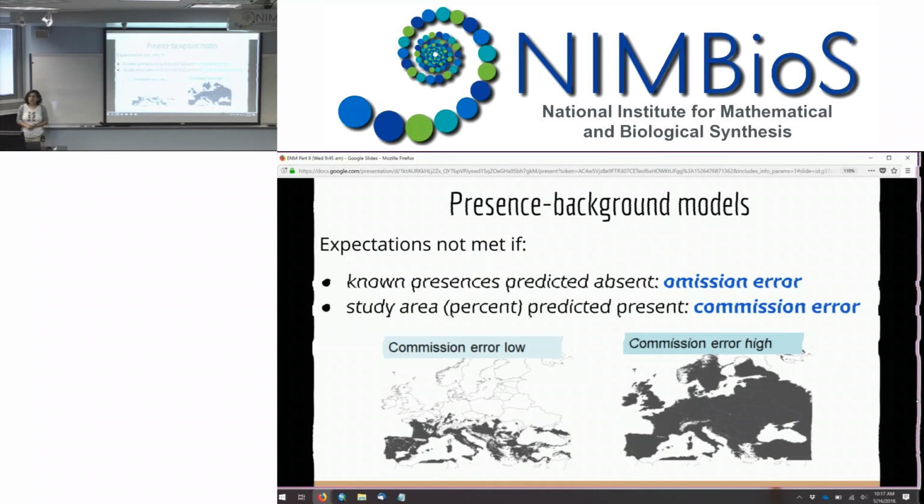Okay, so when are models failing? Models are failing when we have presences that were incorrectly predicted as absent, and that means we have omission error.